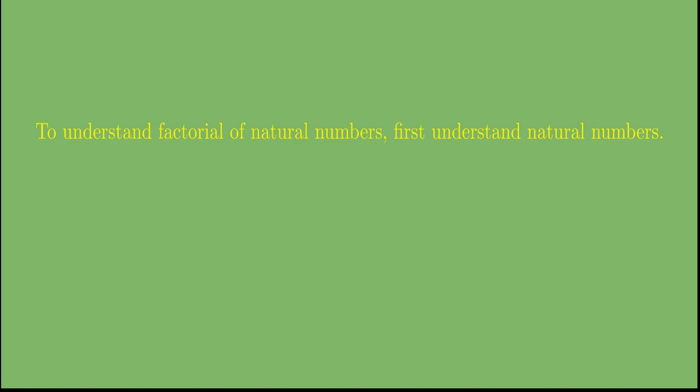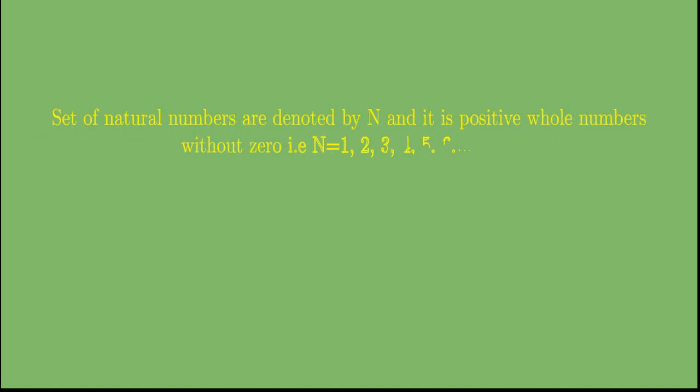To understand the factorial of a natural number, first understand what a natural number is. The set of natural numbers is denoted by capital N, and it is the positive whole numbers without zero. Examples: 1, 2, 3, 4, 5, 6 and so on. Factorial of 1 is denoted by 1 exclamation mark, and the value of factorial 1 would be 1.